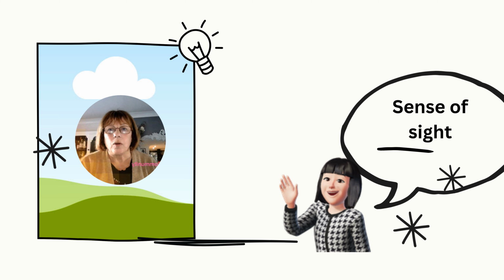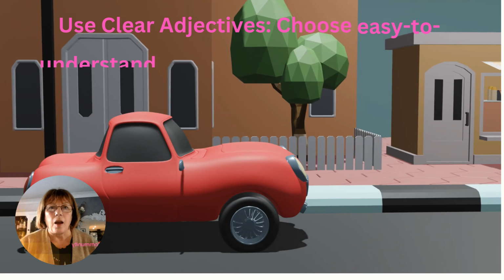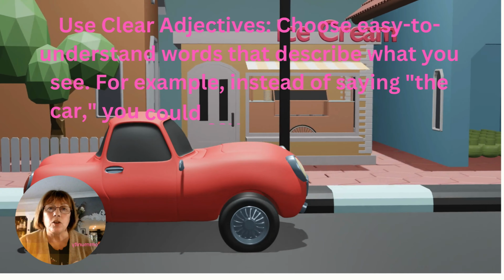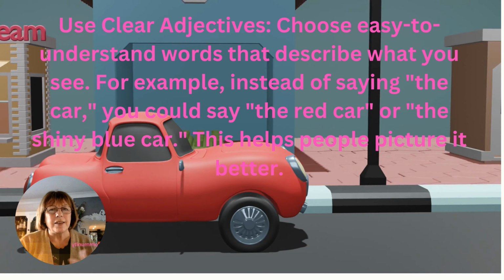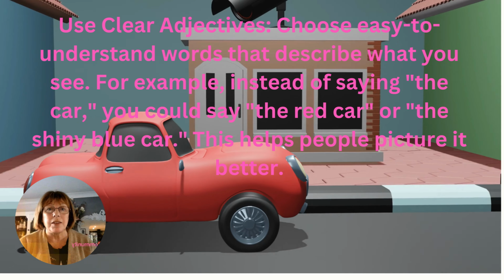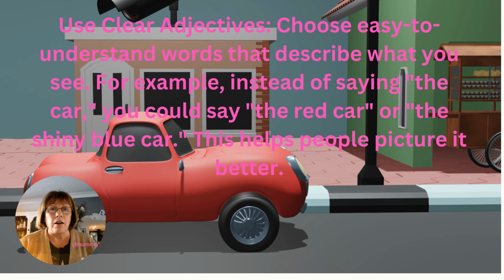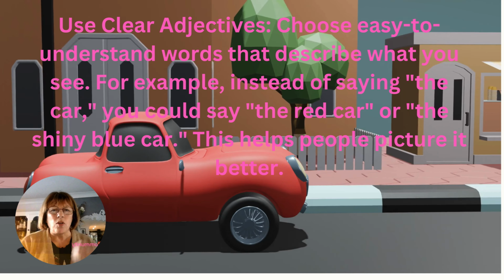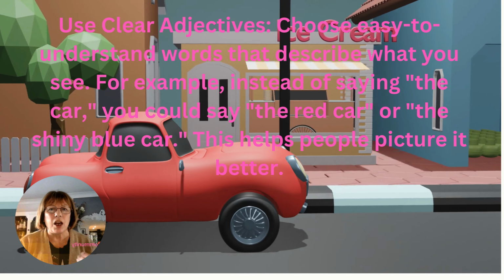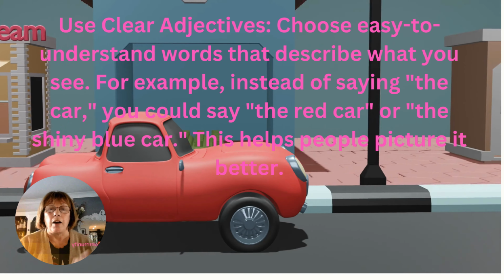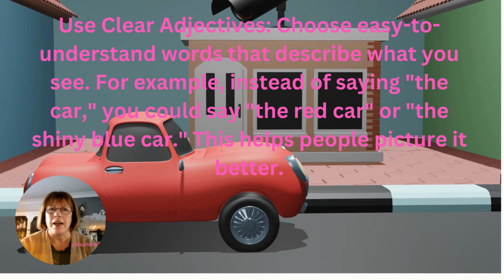Let's begin with the sense of sight, making a note of all the things that you see in the description that you're going to focus on. One quick tip is use clear adjectives. Choose easy to understand words that describe what you see. You could say the red car instead of just the car. Or even better, identify that it's shiny, the shiny blue car. This helps people to picture it better.